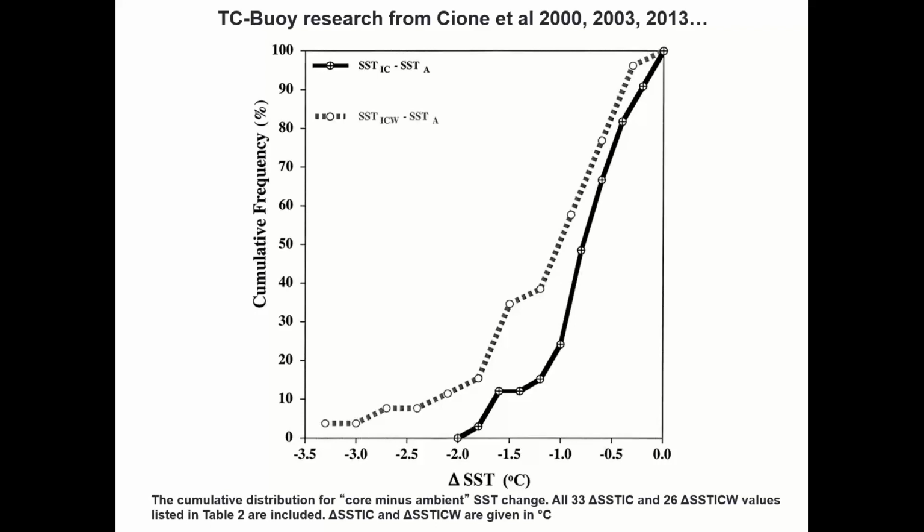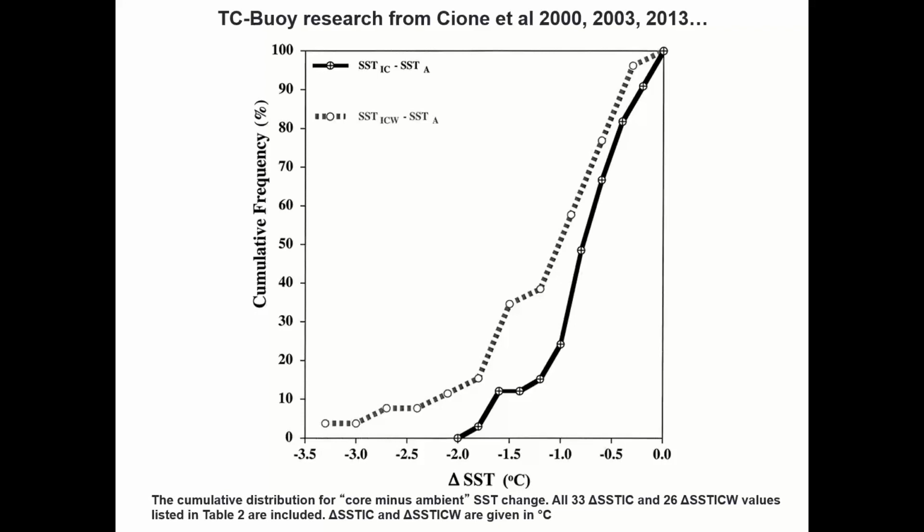So this is a PDF looking at cumulative frequency for the change in SST, defined as the ambient SST well away from the storm, and then within a radius of either 60 kilometers, which is the dark solid line, or expanded out to 200 kilometers. And as you can see, if you look at the 50% frequency line, you're still talking on average, for either of these curves, about a degree. You see about a degree of cooling on average.